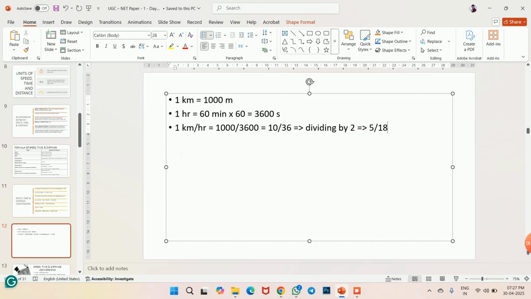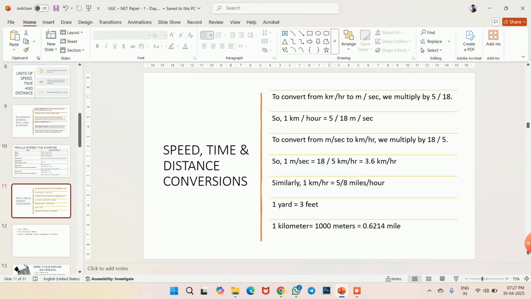So here, when you have to convert kilometer per hour to meter per second, we have to multiply by 5/18. If we want to do the reverse, vice versa, 18/5. So that is how this thing is working. Collectively, 1 kilometer per hour equals 5/18 meter per second. Likewise, 1 meter per second equals 18/5 kilometer per hour, that is 3.6 kilometer per hour.